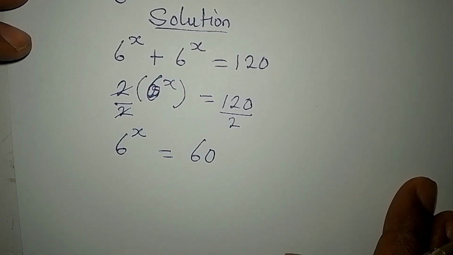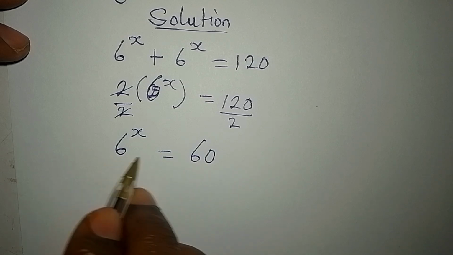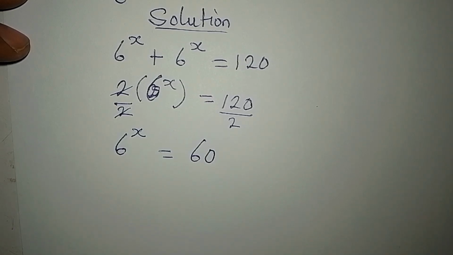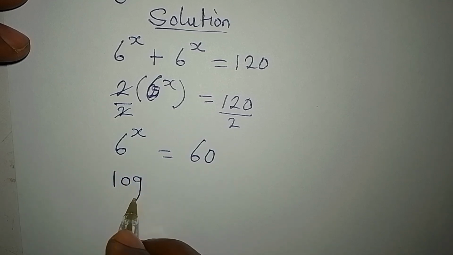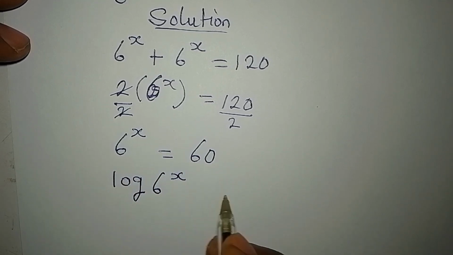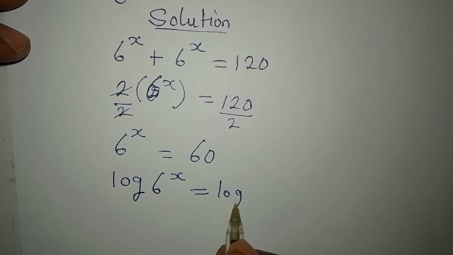Now, the next thing we are going to do is to ensure that we have both of them in the same base, but that is not possible, right? And because of that, we will take the log of both sides. Log 6 to the power of x equals log 60.